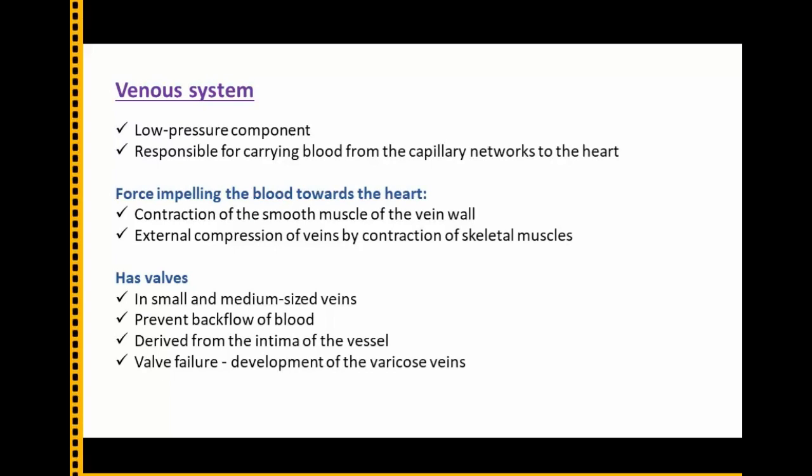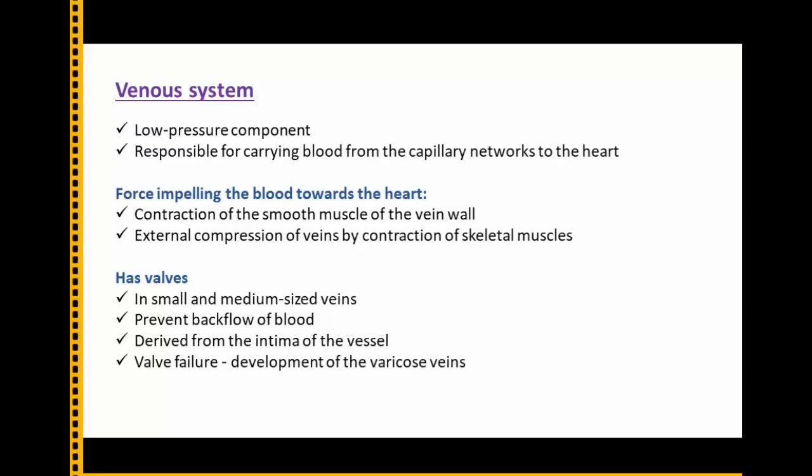That is why, when you are standing for a prolonged period, there is a risk of venous pooling in the veins of your lower limbs. And they have valves.